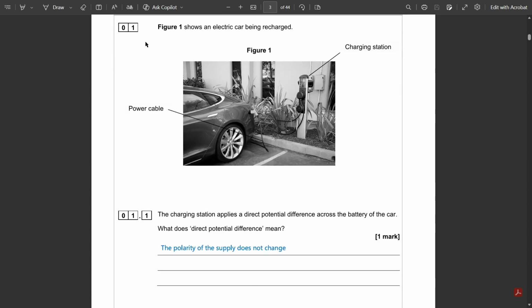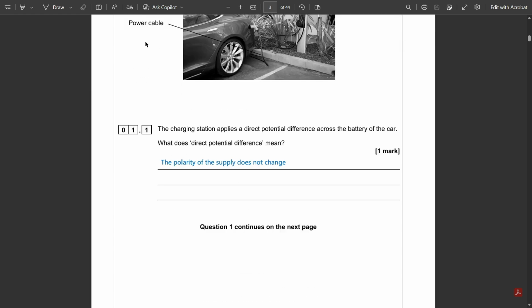Question 1. Figure 1 shows an electric car being recharged, and we're just given a small image of it. The charging station applies a direct potential difference across the battery of the car. What does direct potential difference mean? Well, that simply means that the polarity of the supply does not change like it would with alternating current.